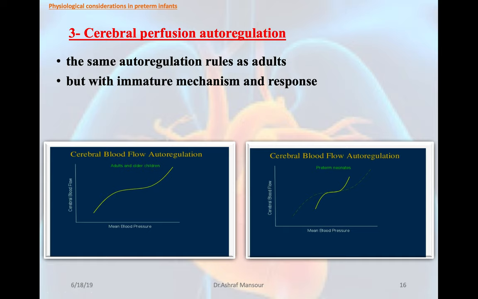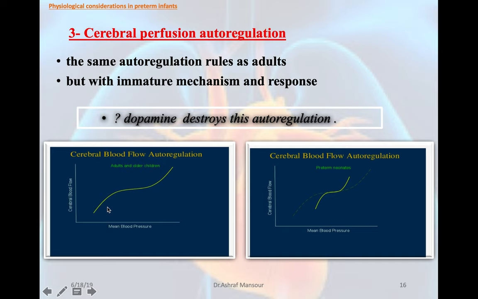If you go to the cerebral perfusion autoregulation, you will find it is the same as in the adult, but it is immature in the mechanism and the response. And in preterm, it is different from the term in the autoregulation area. If you see here, this is the mean blood pressure, and this is the cerebral blood flow. By increasing the mean blood pressure, there is an increase in the cerebral blood flow till a limit, or by a decrease in the mean blood pressure, there is a decrease in the cerebral blood flow till a limit. But there is a sharp decline here and a sharp increase here, with the area of autoregulation being so limited in a preterm baby, while it is so smooth in a term or adult.